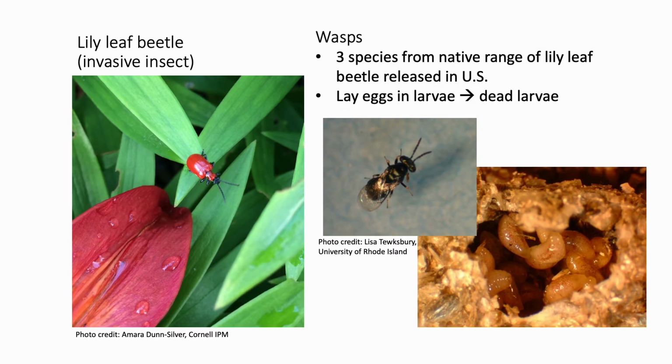Our last example features the lily leaf beetle, an invasive pest of true lilies. They can quickly defoliate plants. 3 species of wasps collected from the native range of the lily leaf beetle have been released in the U.S., starting in New England. The wasps lay their eggs in the lily leaf beetle larvae. As the eggs hatch and the young wasps develop, they kill the lily leaf beetle larvae. In some parts of New England, lily leaf beetle populations are declining, and gardeners are able to grow lilies again. Is this classical, augmentative, or conservation biocontrol?